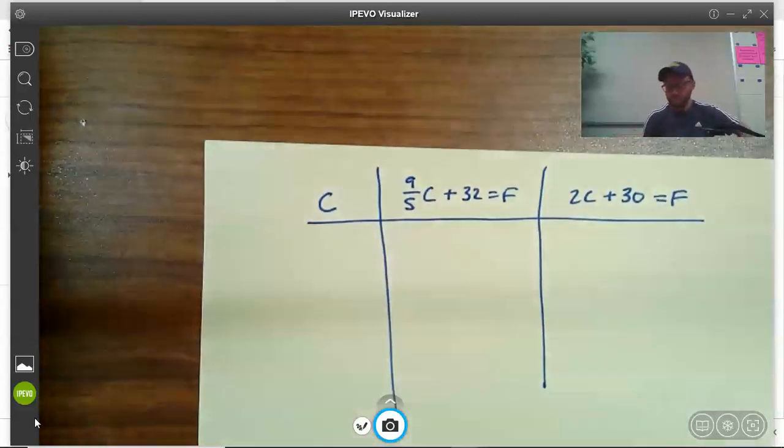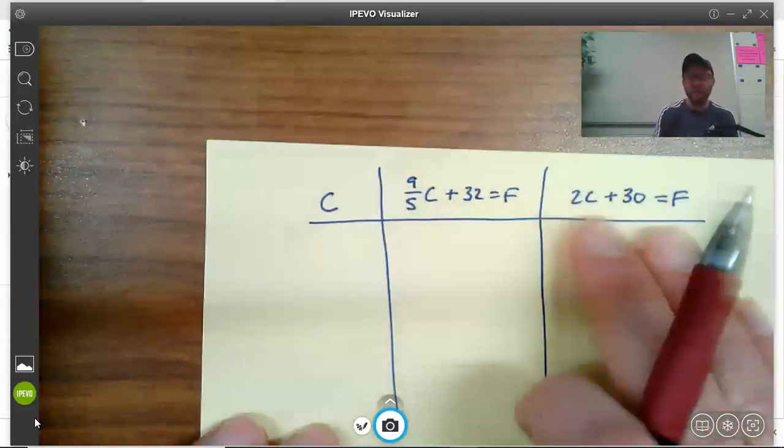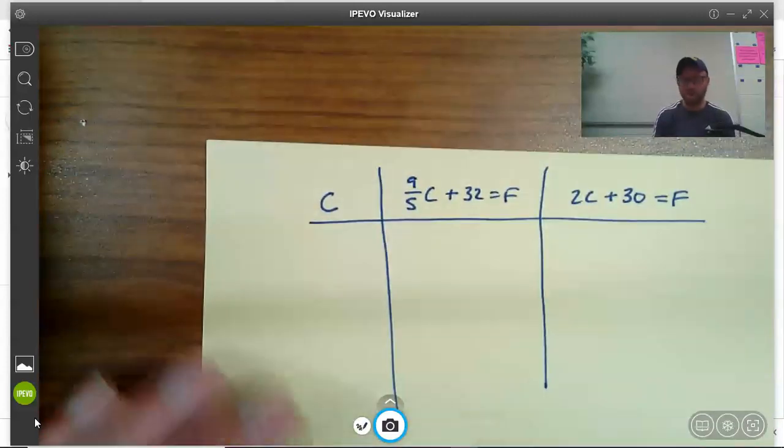So, of course, that's not perfect, right? Obviously, they're not the same, but it's just an approximation, and you can do this one in your head fairly easily. You know, double something and add 30. It's a lot easier than trying to multiply by 9/5 and add 32.